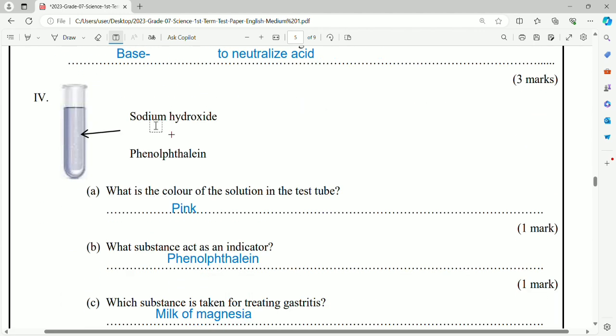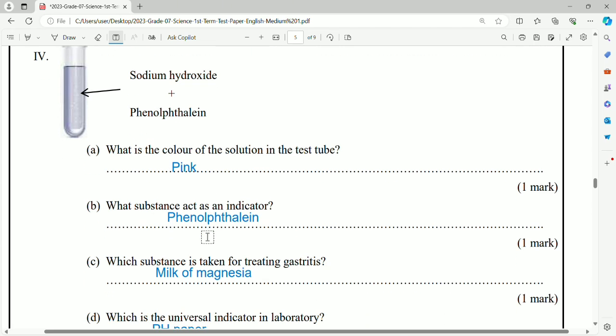Here, sodium hydroxide and phenolphthalein. Sodium hydroxide is a base substance. Phenolphthalein is an indicator. So when we add phenolphthalein into sodium hydroxide, it changes into pink. Generally phenolphthalein is colorless. So when we add phenolphthalein into sodium hydroxide, the color changes to pink.